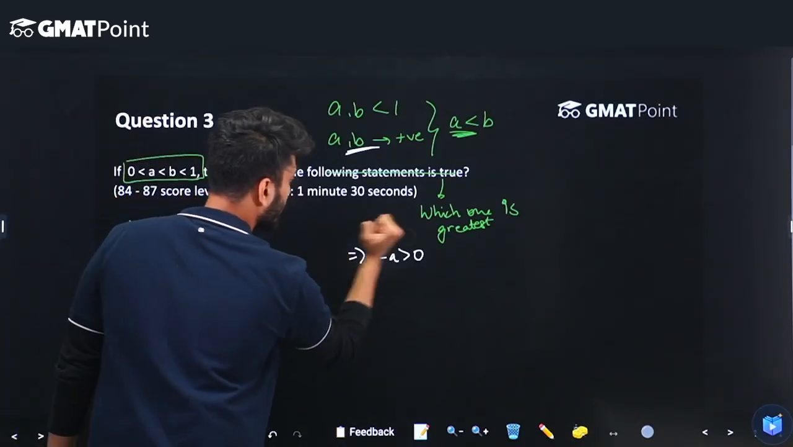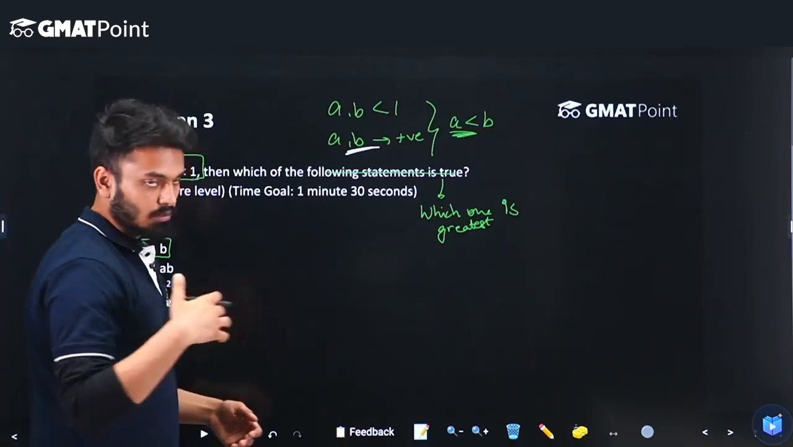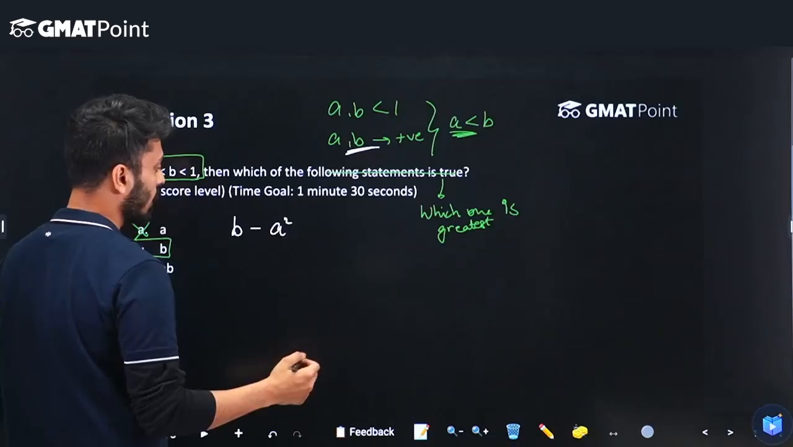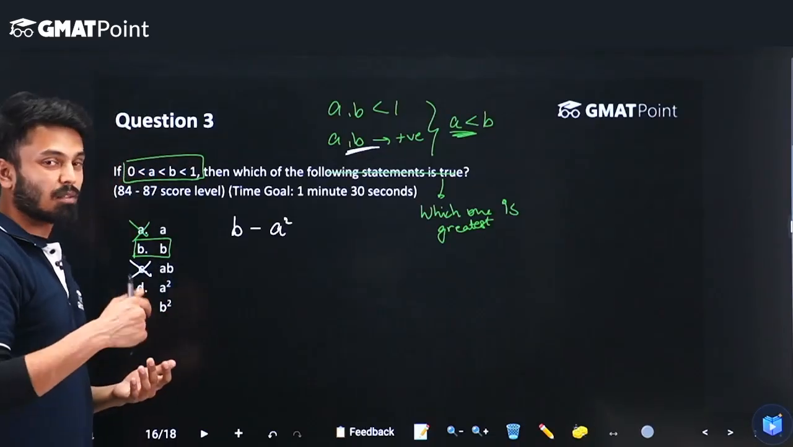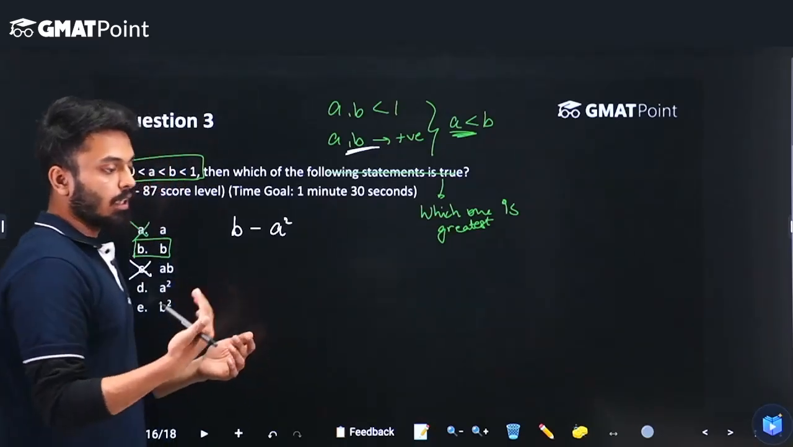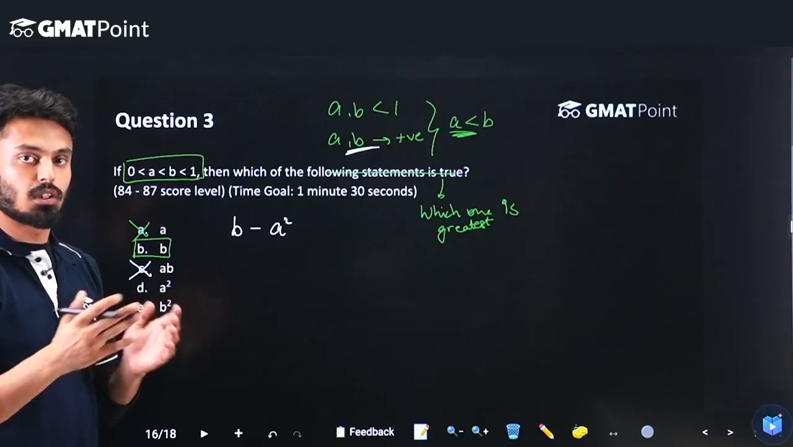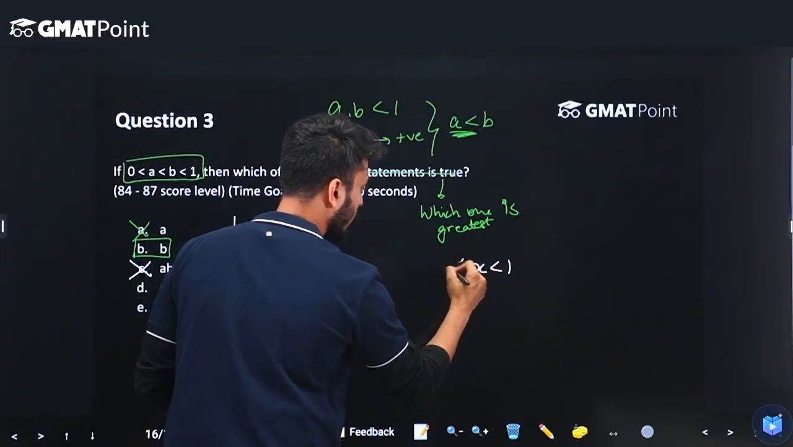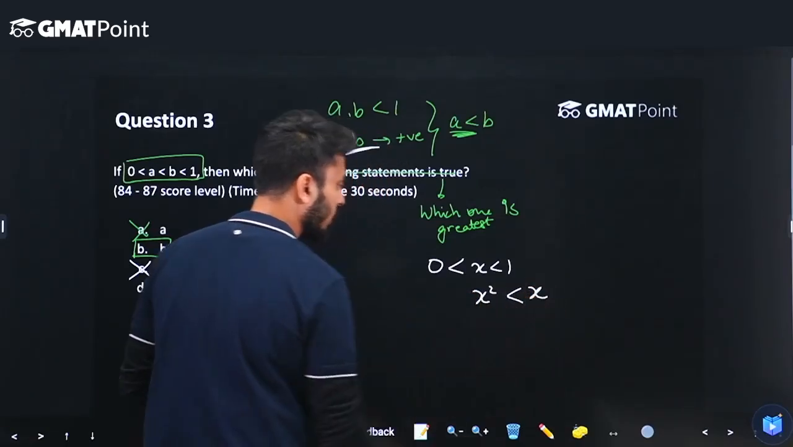Let's look at the next option, A squared. Now this is a different kind of question. If I was to write B minus A squared, there's not much simplification I can do over here, but there are some other insights that I can use. So first thing, anytime you are squaring a number that is between 0 and 1, so it has a value less than 1, if x is less than 1 and greater than 0, then x squared will always be smaller than x.